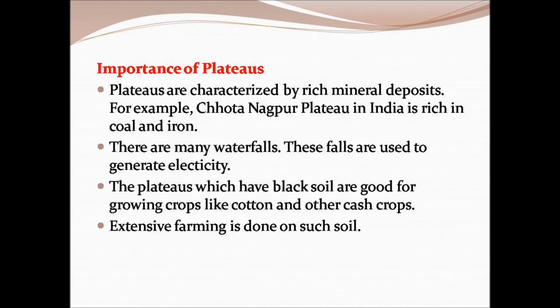The plateaus which have black soil are good for growing crops like cotton and other cash crops. Examples of cash crops are tea, coffee, cocoa, etc. And extensive farming is done on such soil. Extensive farming is a system of crop cultivation using small amounts of labor and capital in relation to the area of land being farmed.